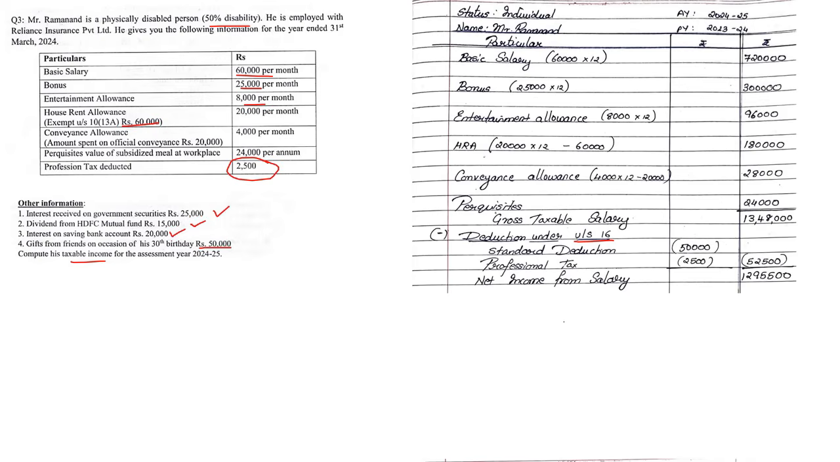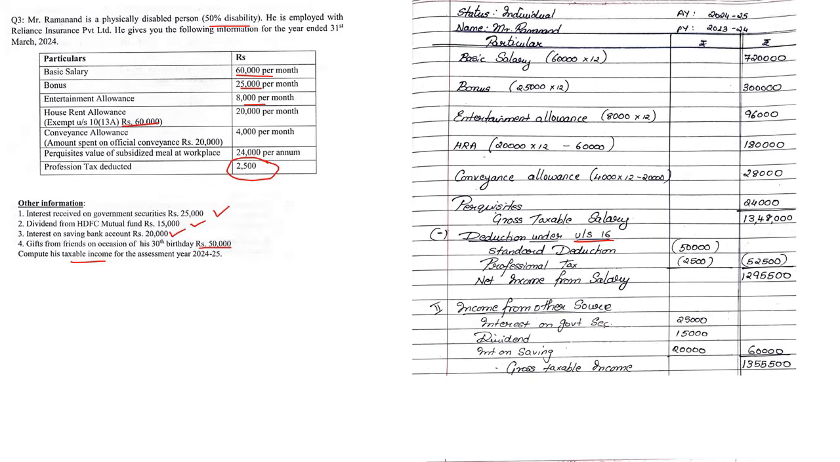It will not appear anywhere in the question. So we have 3 income from other sources: income from interest on government security, dividend from HDFC Bank mutual fund, and interest on saving bank. 25, 15, 20. Total comes to 60,000. We add up 12,95,500 plus 60,000. We got a gross taxable income 13,55,500. So 2 parts are done. Last part is deduction under chapter 6A. Let us take what deduction we can ask.